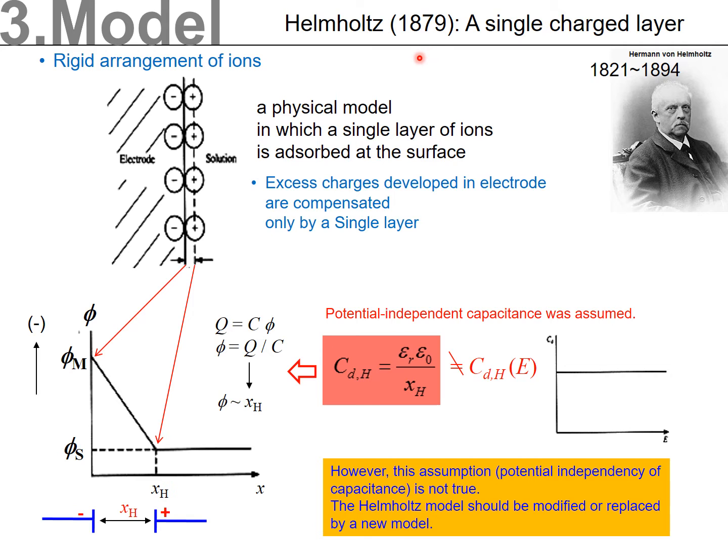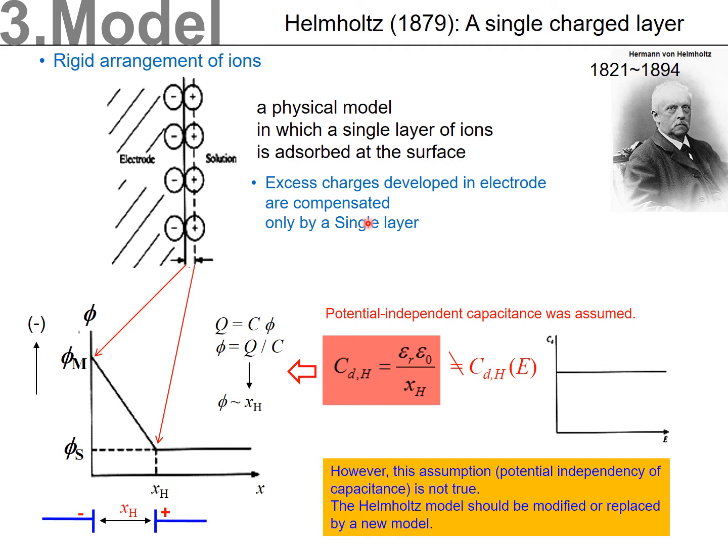That is to say, the Helmholtz model is a physical model in which a single layer of ions is adsorbed at the surface like that. Excess charge developed in the electrode here is compensated only by a single layer. I'd like to emphasize a single layer.